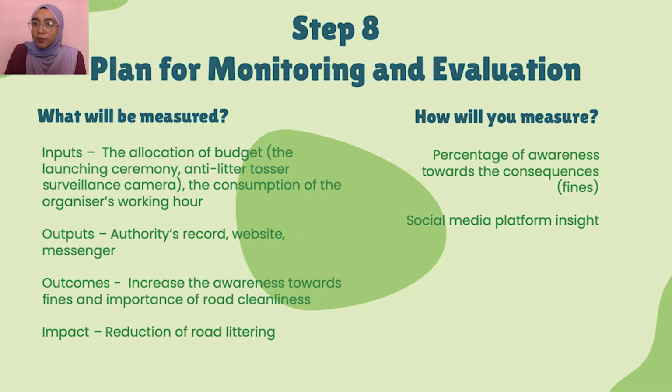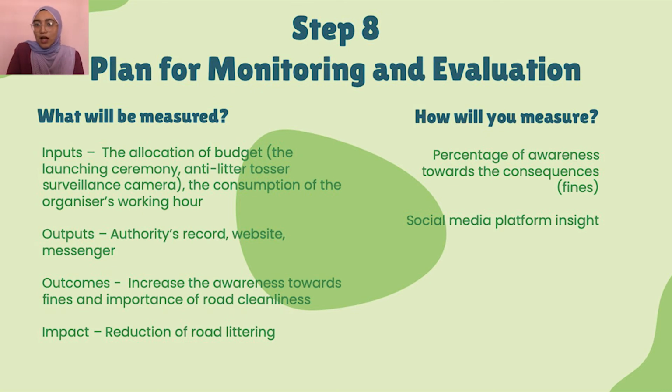For the monitoring purpose, we have 4 elements that we will look through. First is the input. What is most important in the input is the expenditure spent on this campaign. Second, we have the output. Basically, the output is the process of measuring. So we will measure through the authority's records, which is defined.